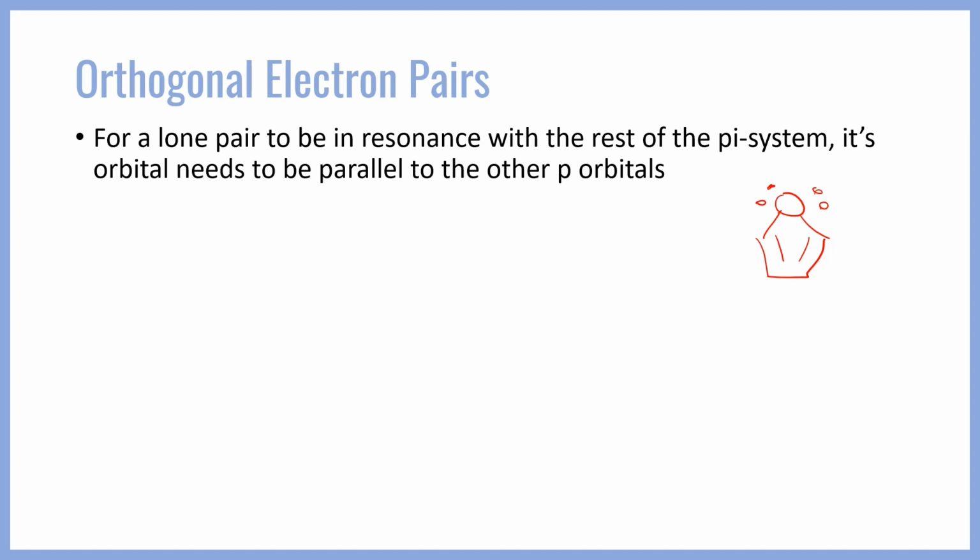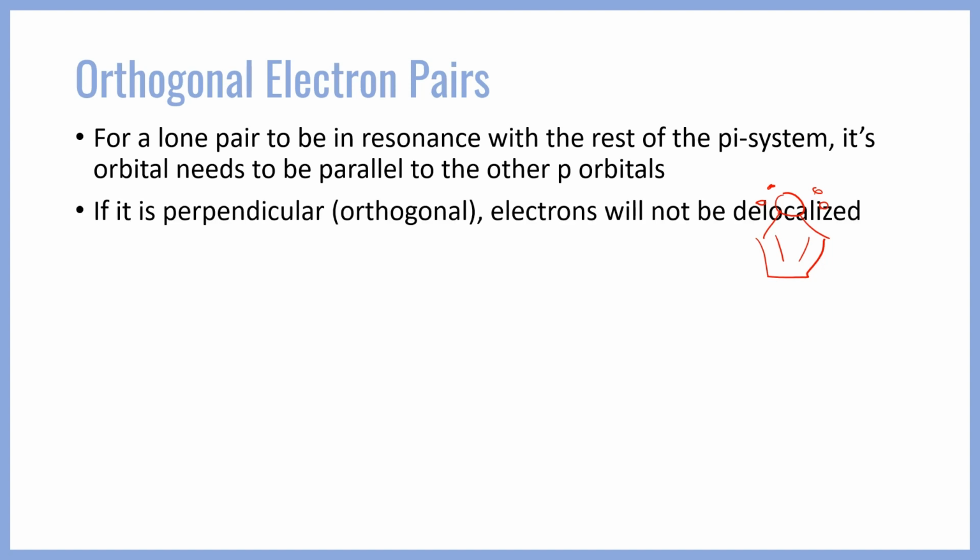Why is that? Well, it turns out that if an electron pair is orthogonal, right, if it's in an orbital that is perpendicular to the pi system, it can't delocalize, right? So if you have a p orbital, let me draw that a little bit better, a p orbital and another p orbital that are perpendicular, these do not interact. They do not form a pi bond. And so a lone pair here in this p orbital cannot interact with a p orbital that's perpendicular to it.